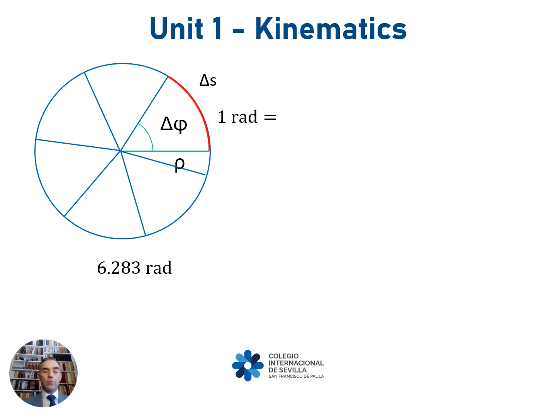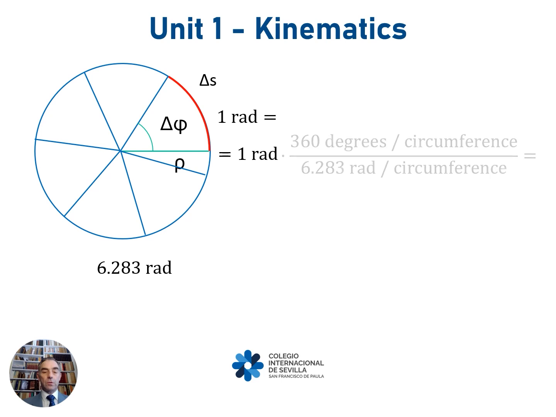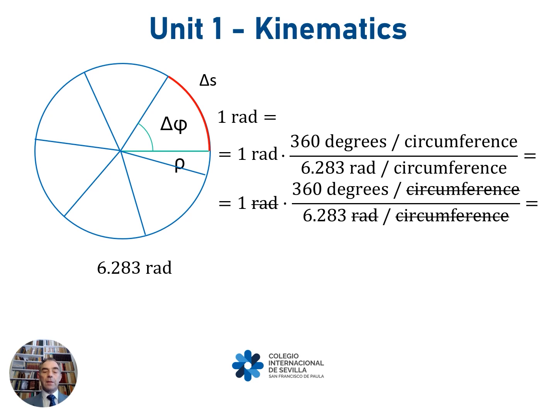Therefore, a radian equals, multiplying times a conversion factor that equals 1, 360 degrees per circumference divided by 6.283 radians per circumference. Therefore, we cross out the radians and the circumferences, and we obtain that the radian is approximately 57.3 degrees.